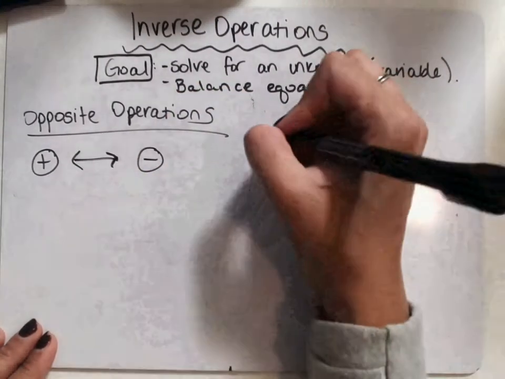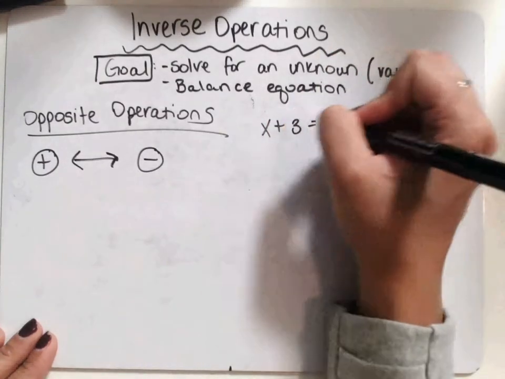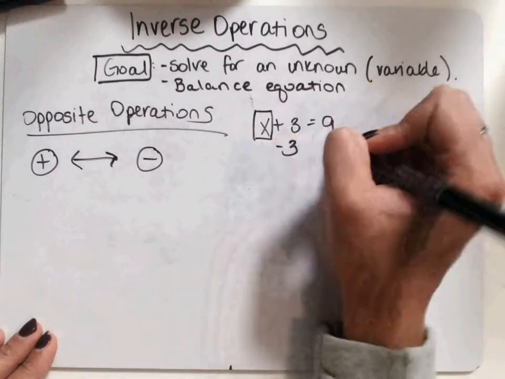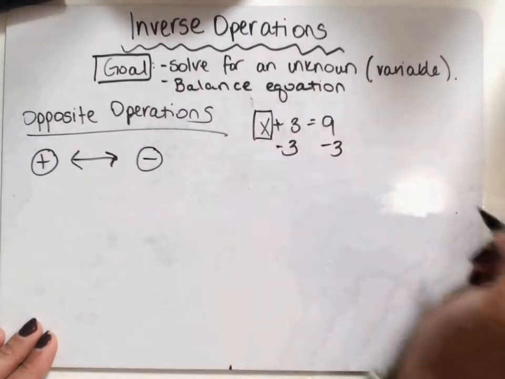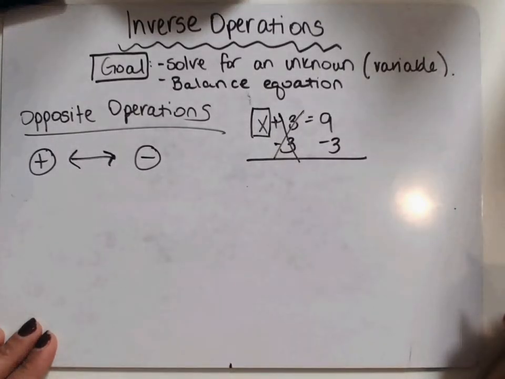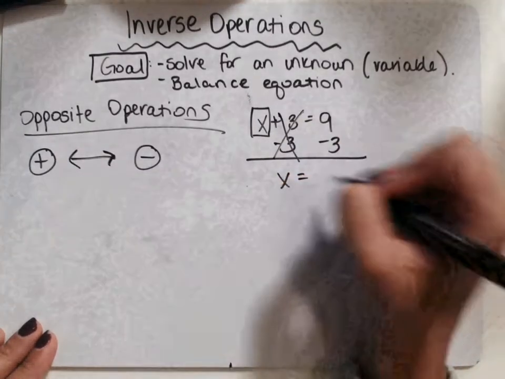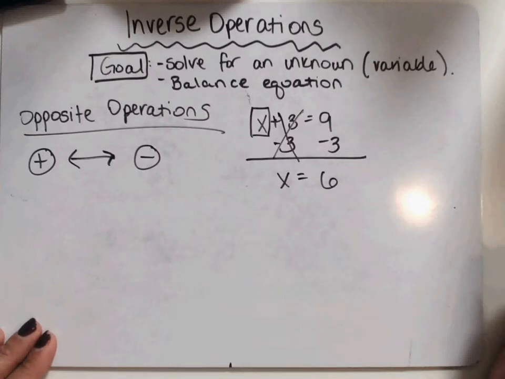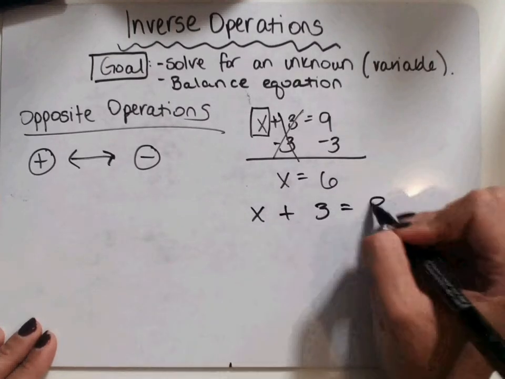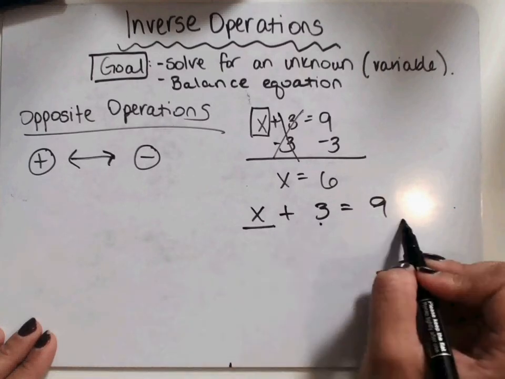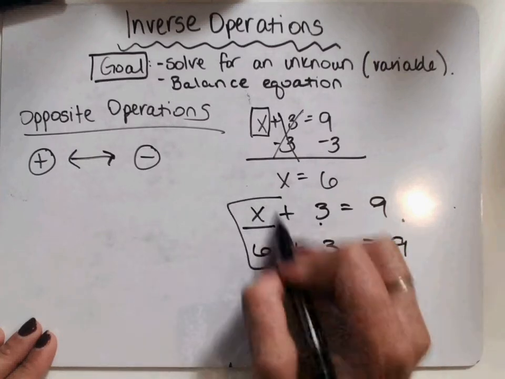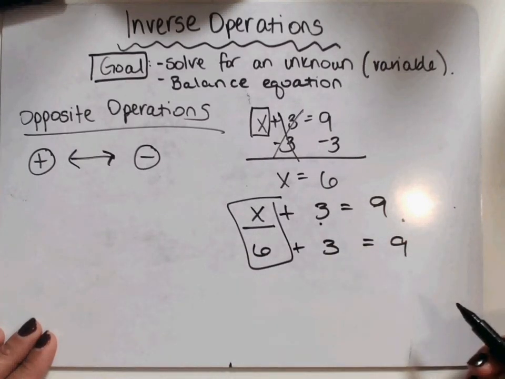So you'll remember that if we had x plus 3 equals 9, if we wanted to isolate x, we would subtract 3 because subtraction is the opposite of addition. This would essentially cancel everything out, leaving us with x equals 6. We could also think about it in terms of balancing the equation. What plus 3 equals 9? Well, 6 plus 3 equals 9, therefore x must equal 6.